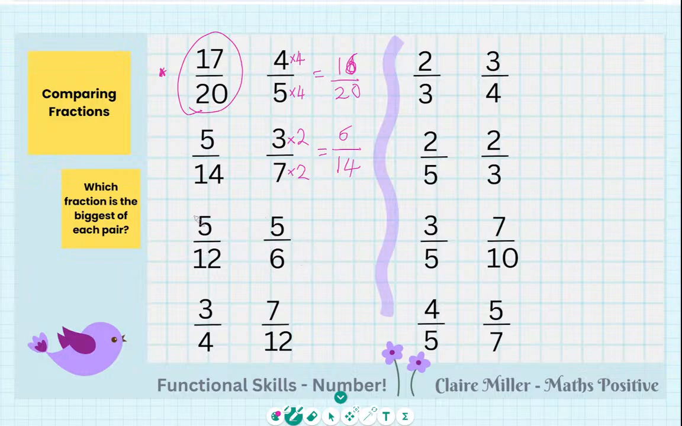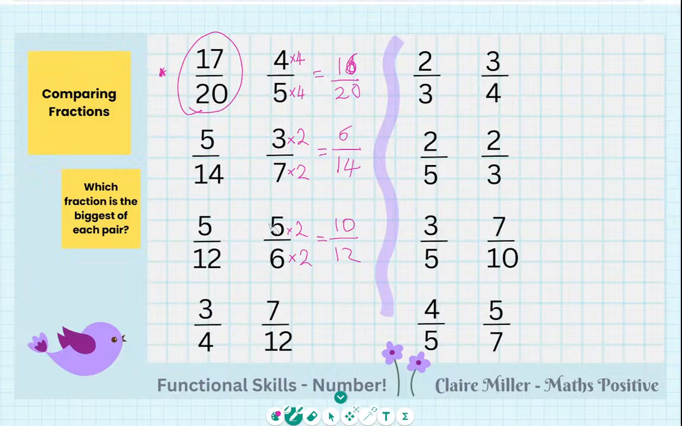What about this one? 5/12ths and 5/6ths, which is the biggest? There's a different way we can do this as well, but I'm going to start with the way that we have been doing this so far, which is always a good backup option. So to turn a 6 into a 12, I would times it by 2. And if any of you have any answers for these, do feel free to put them in the chat. It'd be great to know how you're getting on. So 6 times 2 gives me 12. And 5 times 2 gives me 10.